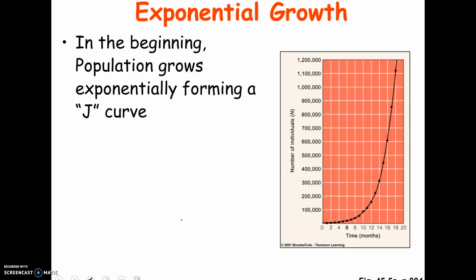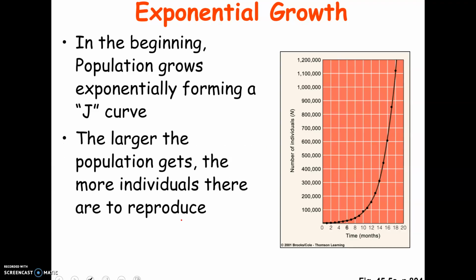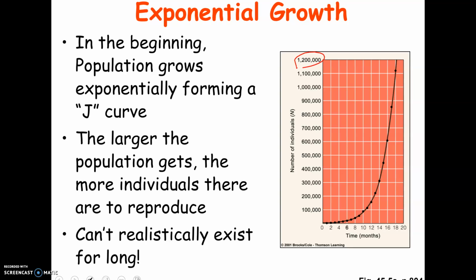It forms what's called a J-curve in a graph, and that's what you're seeing in this picture on the right. The thing is, as the population gets bigger and bigger, it's not going to be able to sustain this. Eventually, you're going to run out of food, you're going to run out of space. But in the beginning, especially like bacteria in a dish, they oftentimes will show this sort of exponential growth. Again, this can't realistically exist for very long.